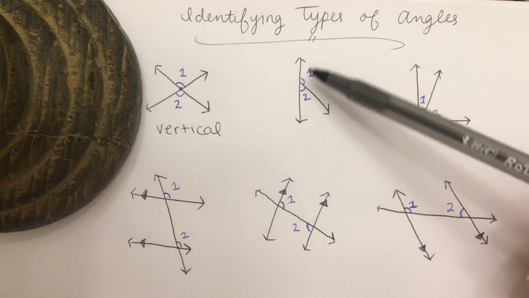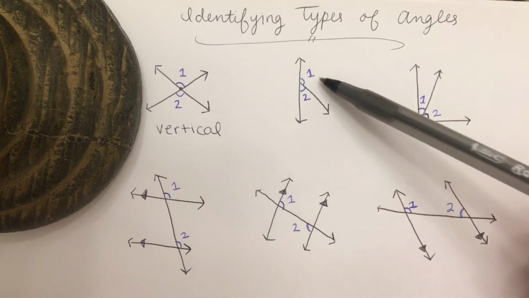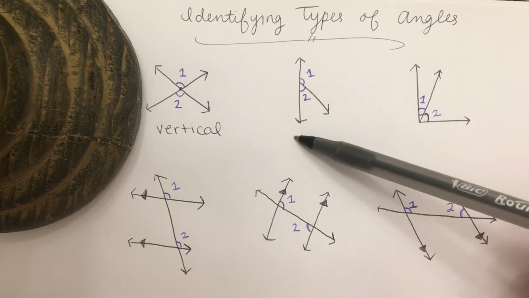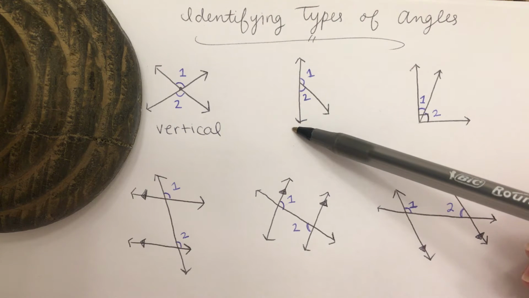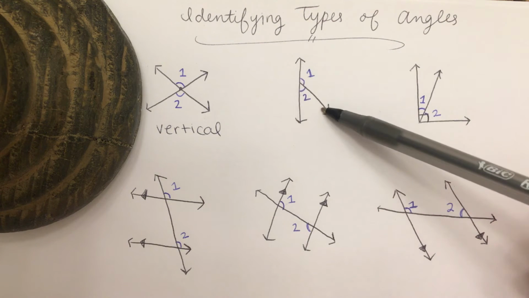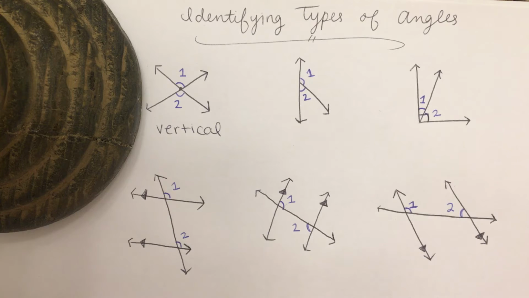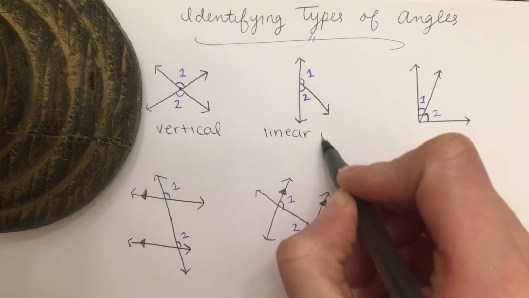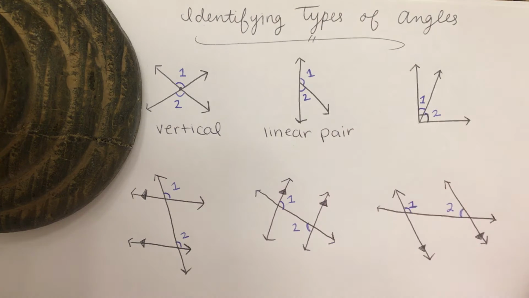If we take a look at number 2 here, we've got two angles. They are adjacent, they are right next to each other, and they form a straight angle or a straight line. So together, angle 1 and angle 2 come together to form this straight line. We call those a linear pair. That is a type of angle.